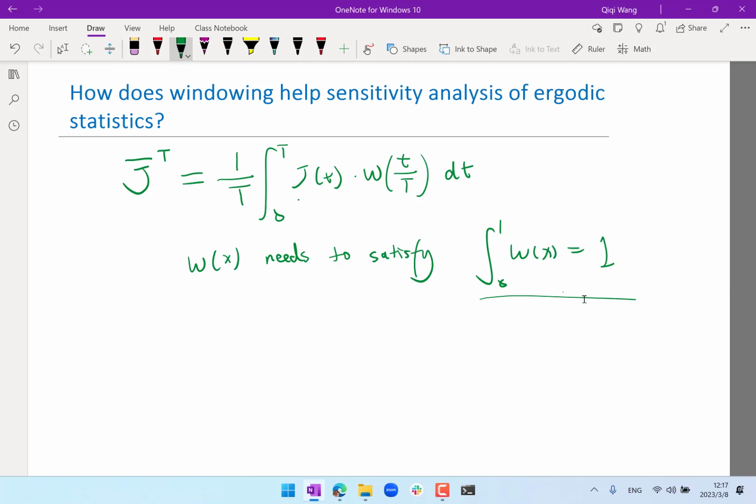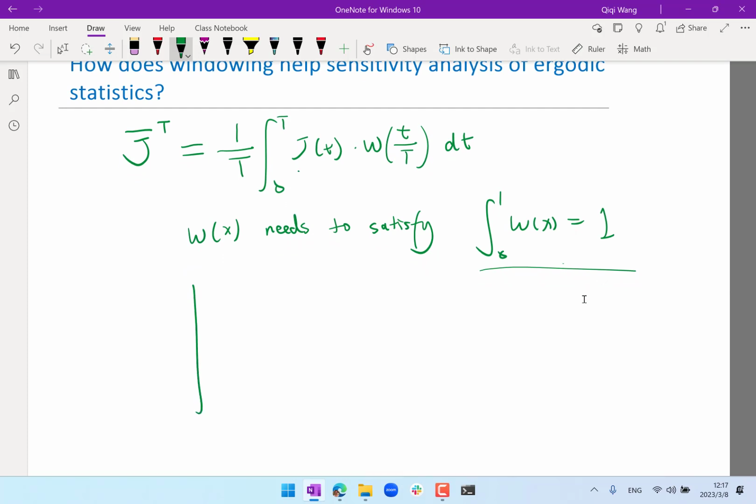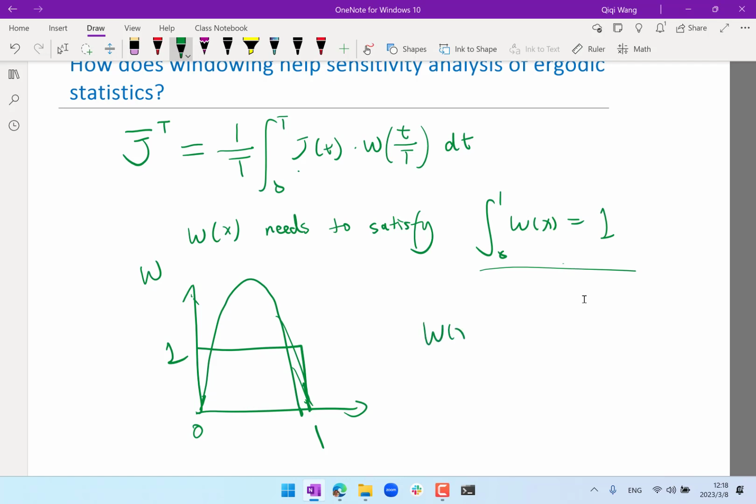A typical windowing function looks like this. Actually, the most trivial windowing function is a constant function from 0 to 1, where the value is equal to 1. It's equivalent to not windowing at all. It's just the plain average. And we can have a function that just looks like this. It goes to 0 at the two ends. A typical such function is W(x) equal to a sinusoidal function, sine of pi x.